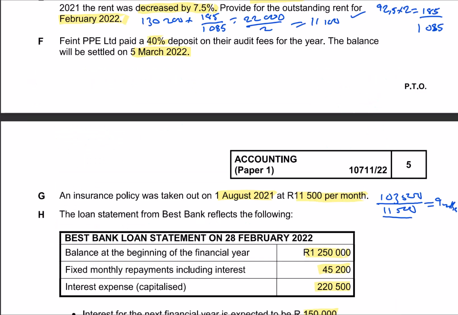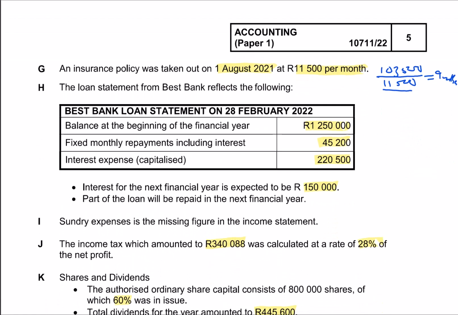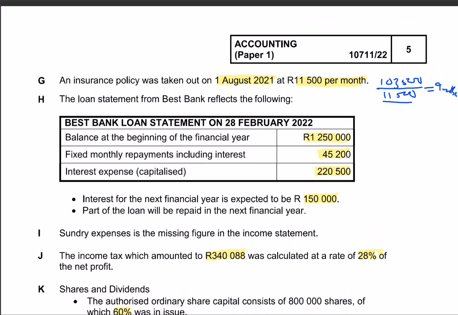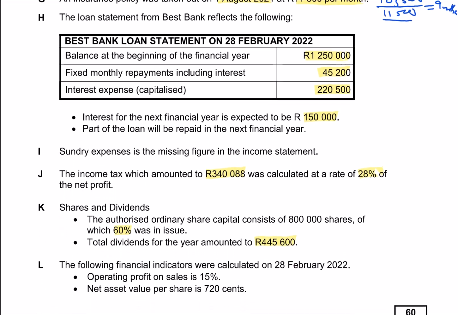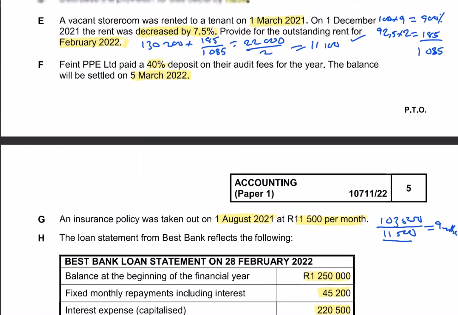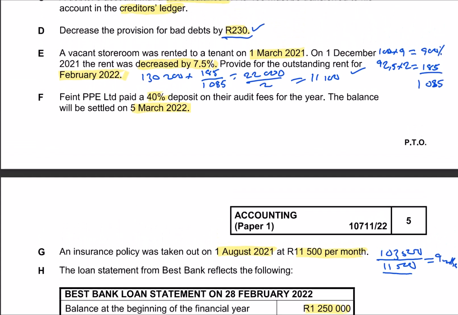Then the last one, the loan statement, then interest for the financial year is expected. No, that's still loan. Then standard expenses is the balancing figure. The income tax, I think there's something that I'm missing here. I thought I saw something about auditors. Right, I don't know, I skipped it.